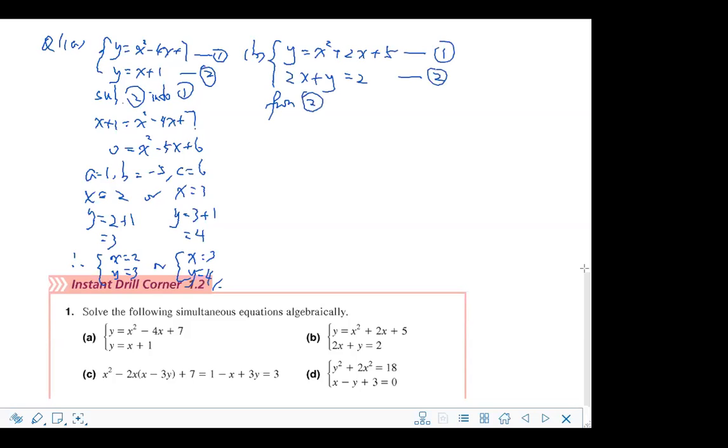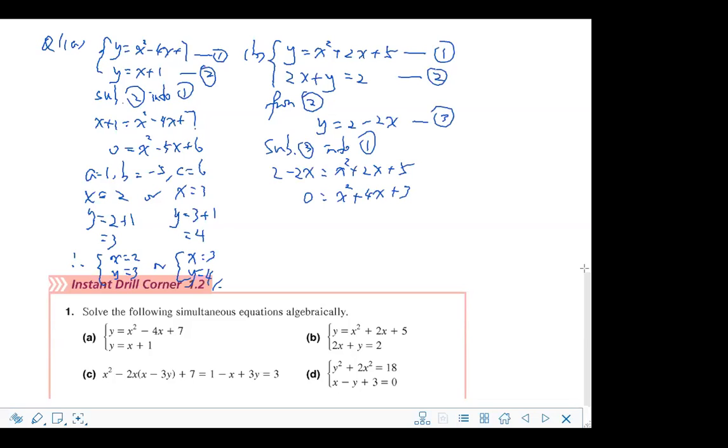So from equation 2, I will choose y to be the subject. That is y equal to 2 minus 2x. And call this equation 3. And then we will substitute equation 3 into equation 1. So the y becomes 2 minus 2x is equal to x squared plus 2x plus 5. Okay, and then move all the terms to the right. So that should be x squared plus 4x plus 5 minus 2, that is plus 3.